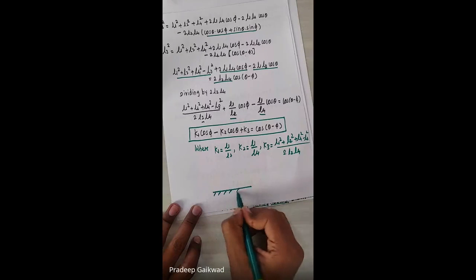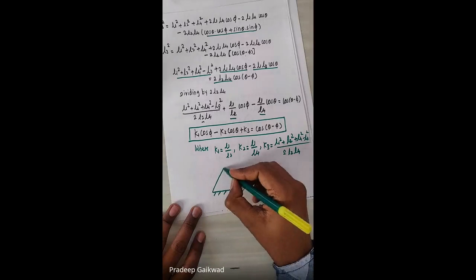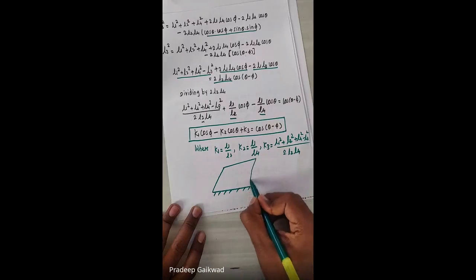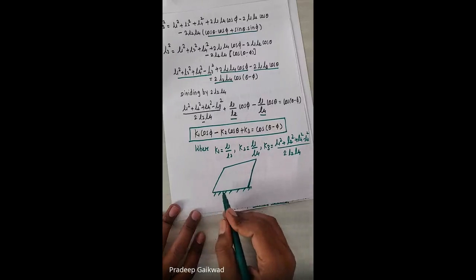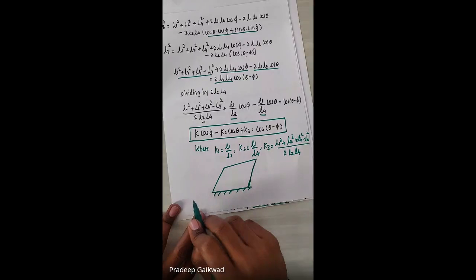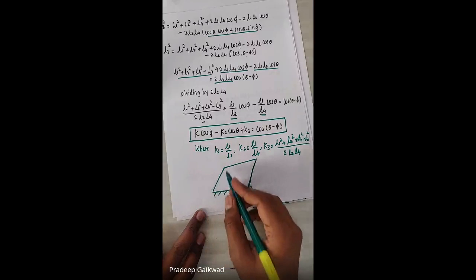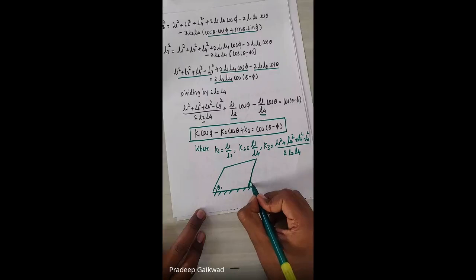This one is the fixed link. And we'll talk about a four-bar mechanism like this. For this mechanism, three positions are known to you in terms of angles. Let's say theta 1, theta 2, theta 3. For the first position, your input link has angle theta 1 and the output link has angle phi 1.